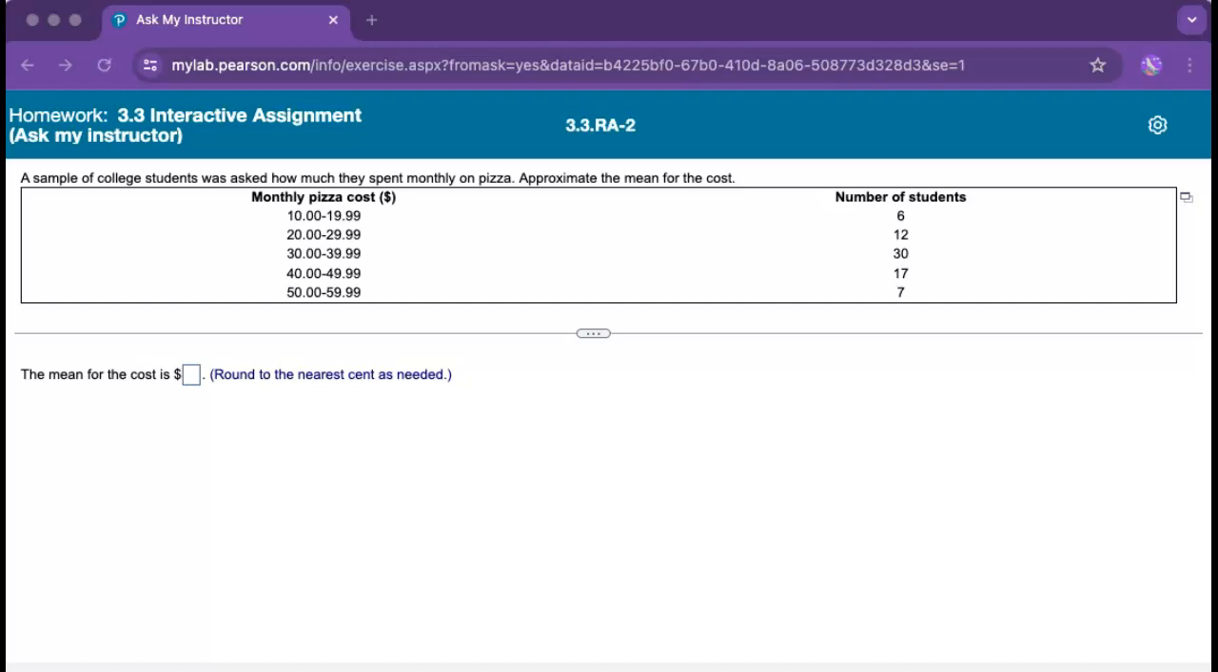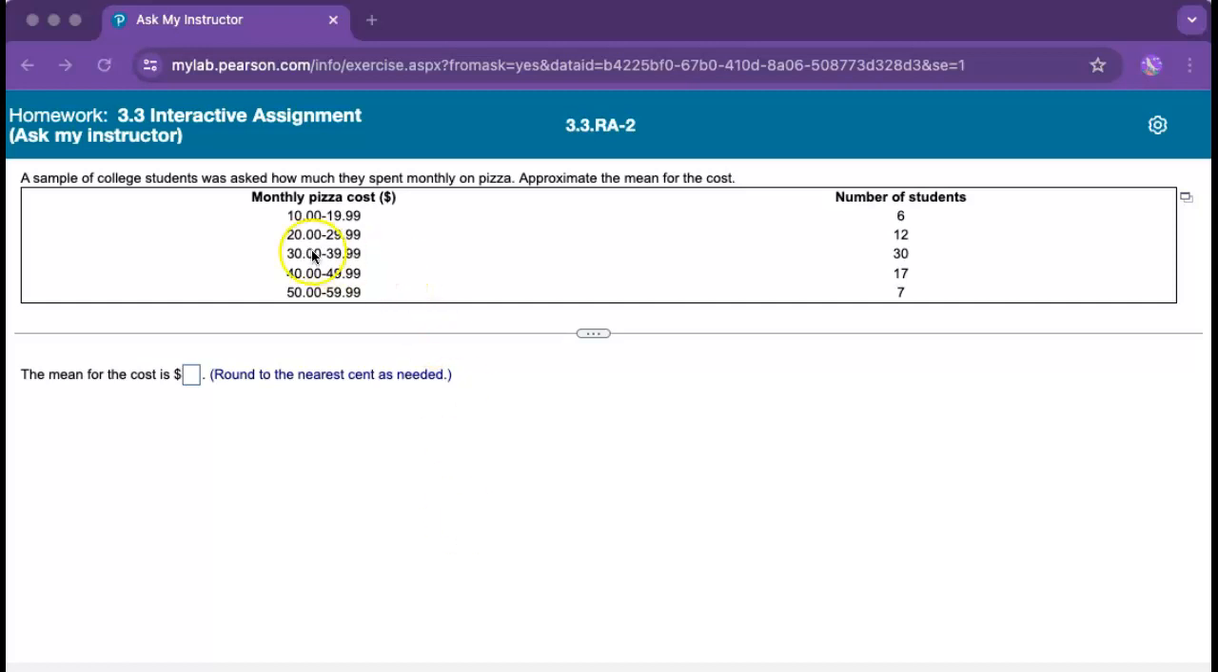In this problem, we are asked to calculate the mean for the cost of pizzas. And we're given a sample of college students. So when I see the word sample, I'm thinking, okay, I need to find a statistic. They were asked how much they spent monthly on pizza, and we're approximating the mean. Now, there's a couple of ways to do this.